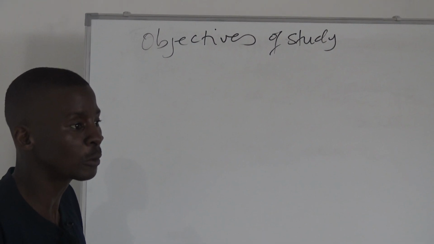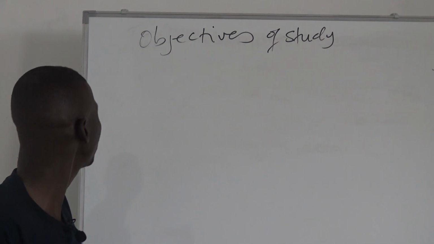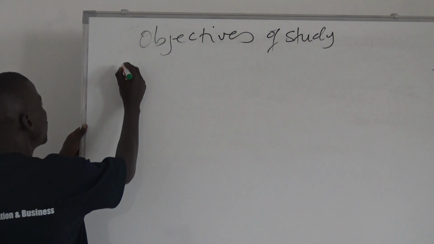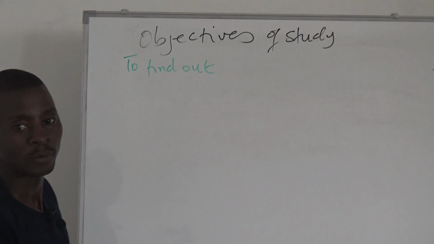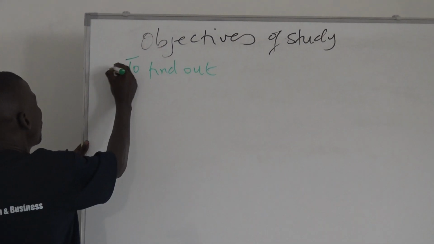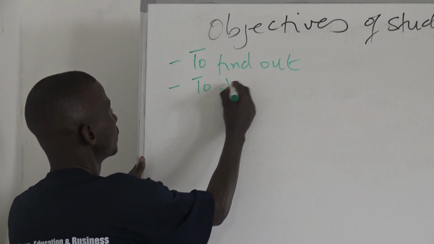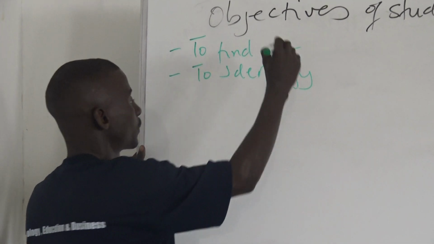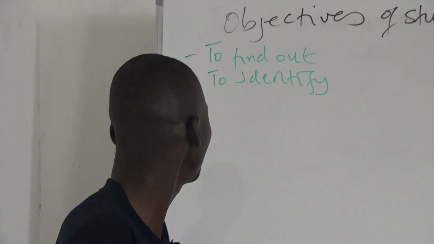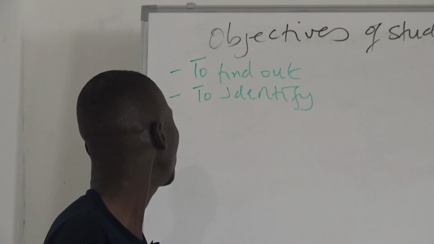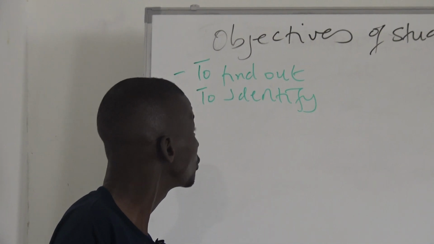We usually use 3 or 4 words when we are stating our objectives, but usually may I emphasize 2. That is, we can use the words to find out, or if we don't use to find out, we can use to identify. Preferably, I like using to find out, because as a student you may put in other words that may end up causing you a penalty. So the objectives, as I've told you, should be related to the topic.